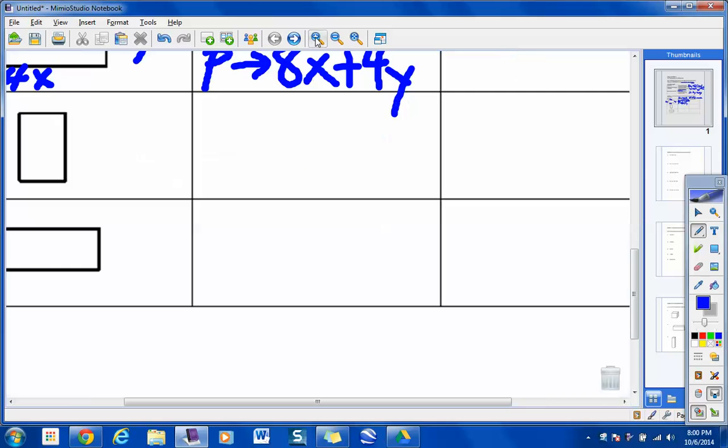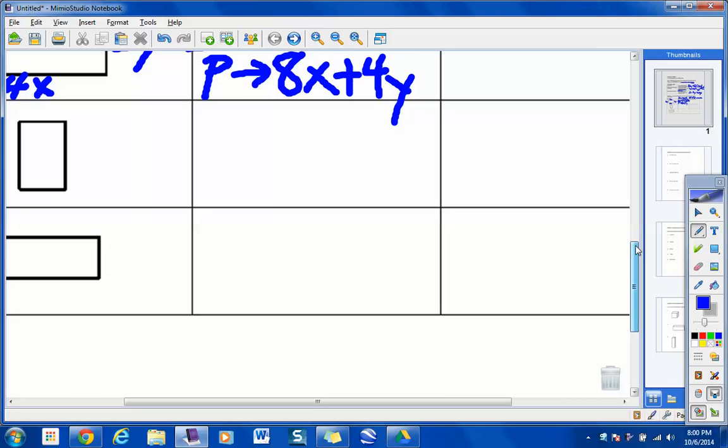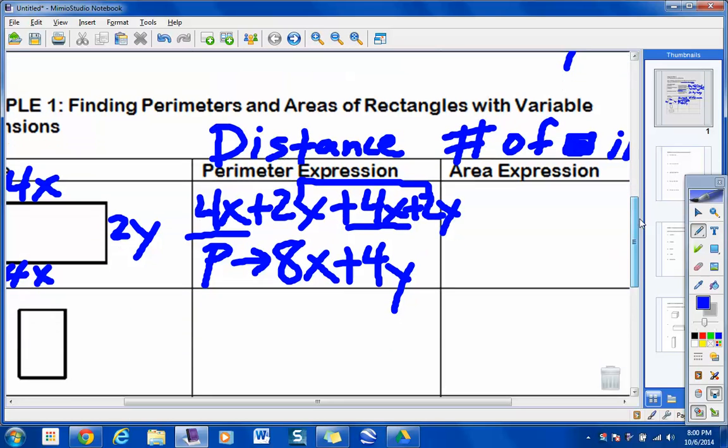Difference today is this, though. Under areas, if you look at your rectangle, under areas, and recall that your area formula for any rectangle is a length times a width.